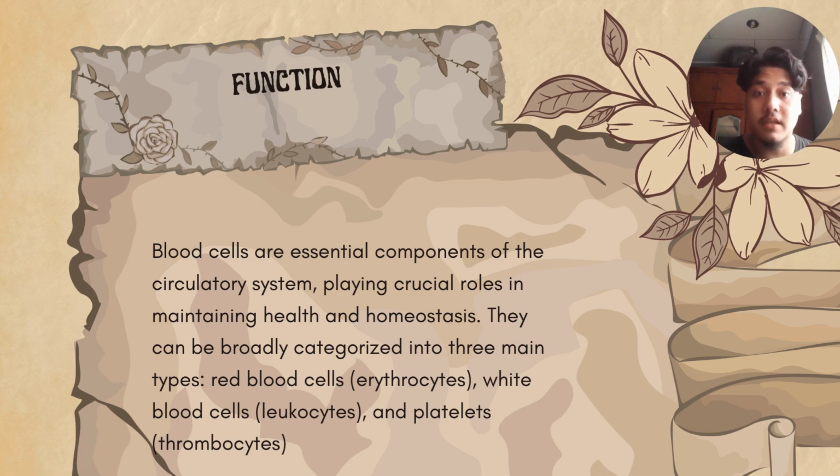So, the function of blood. Blood cells are an essential component of the circulatory system, playing crucial roles in maintaining health and homeostasis. They can be broadly categorized into three main types: red blood cells, white blood cells, and platelets.